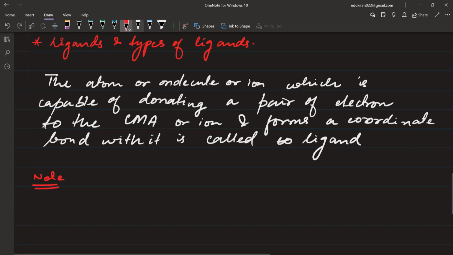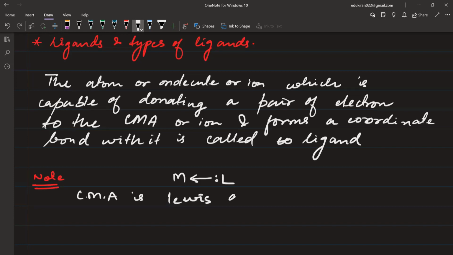As you can see, we have a metal atom and we have a ligand. The ligand is donating a pair of electrons to the metal atom. So if anything is accepting electrons, that means the CMA, central metal atom or ion, is a Lewis acid, and the ligand is a Lewis base.